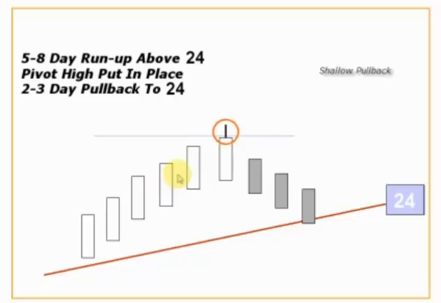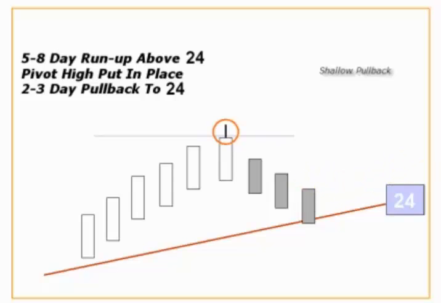All right, so 4 lower highs before and 1 after, and that meets this criteria. Put up pivot high in place. We end up with a 2 to 3 day pullback towards the 24. Okay, so here's our couple days, and that's going to generate a shallow pullback. You're going to get an entry here.